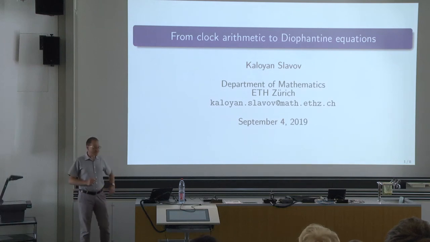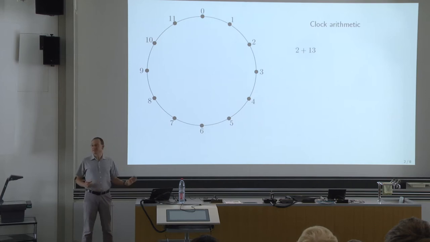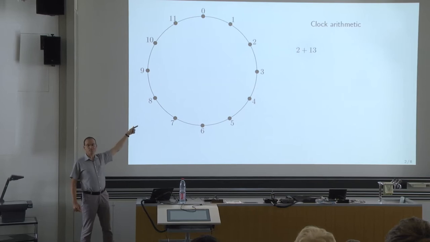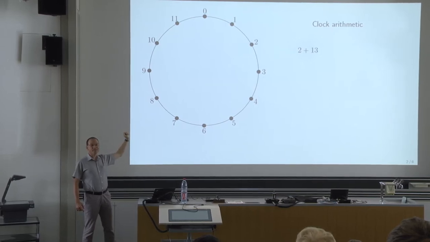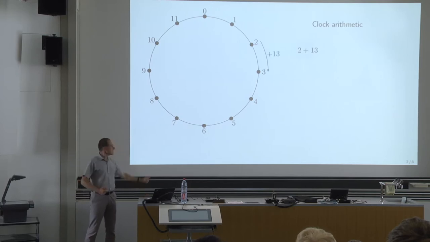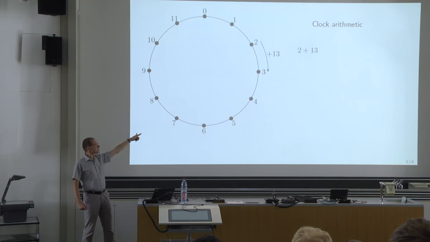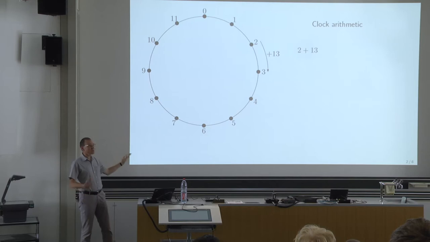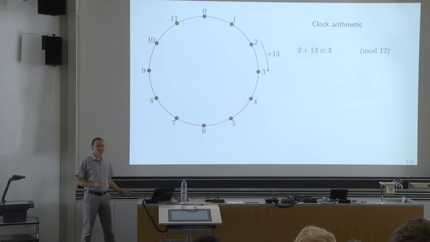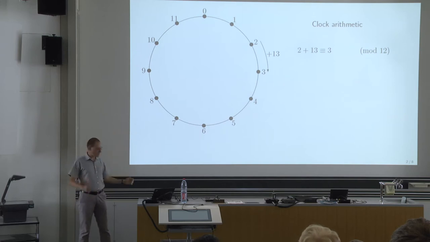This talk will be interactive, and we begin with clock arithmetic. Let's say now it's 2 o'clock. Where is the hand of the clock going to point after 13 hours? Yes? At 3, absolutely. If you add 13 hours, it has the same effect as adding just 1 hour. Adding 12 hours is not doing anything. We record this by writing 2 plus 13 is congruent to 3 modulo 12. That's what it means. In the clock arithmetic, 2 plus 13 is the same as 3.